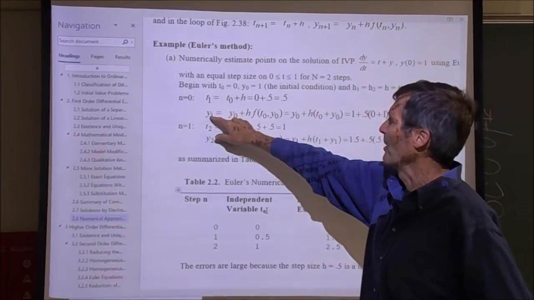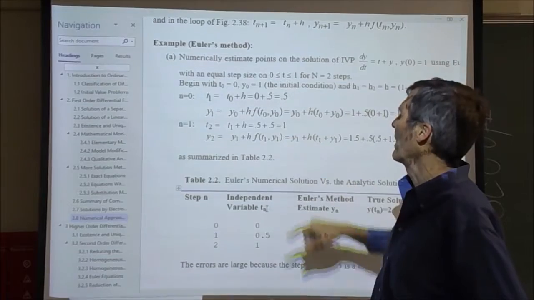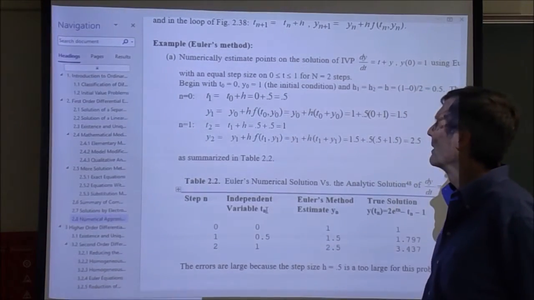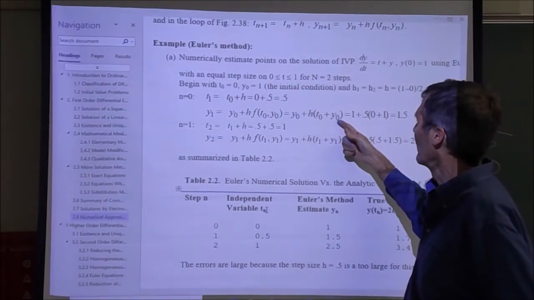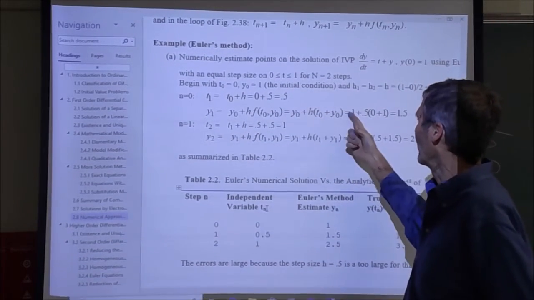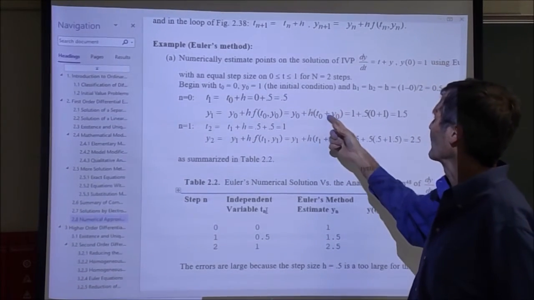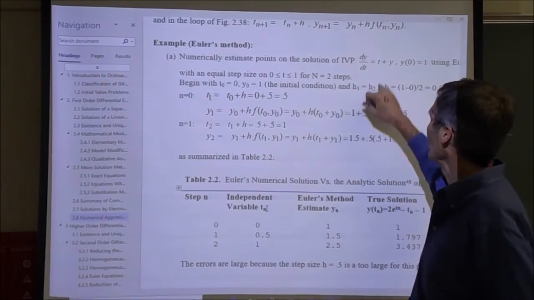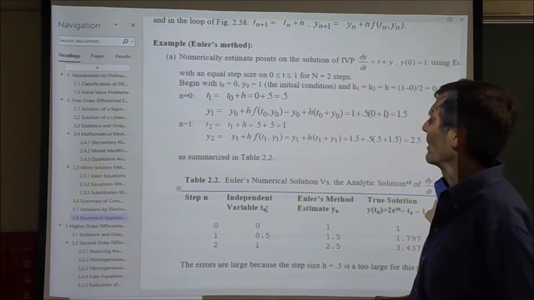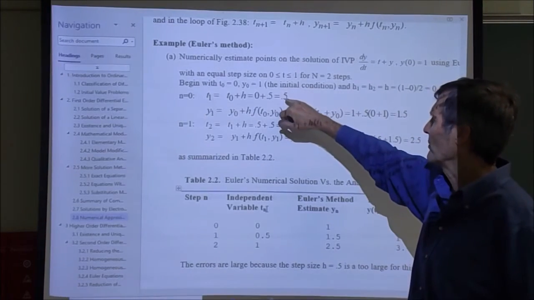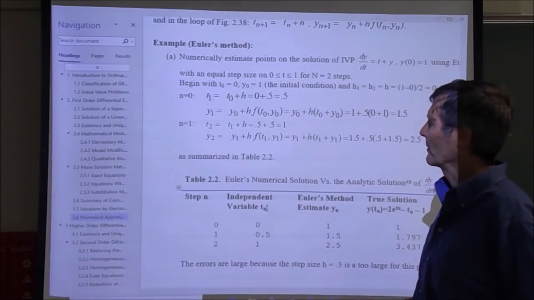Y1, just by the Euler method, is y0 plus the step size times the slope, f at t0, y0. Well, the function at t0, y0 is t plus y, so I take 1, the value of y, plus 0.5, the length of the step, times y0 plus t0, the initial value point, which gives me 1.5. So I'm estimating that the next point in the solution curve is t equals 0.5, y equals 1.5. Now I'll take another step.